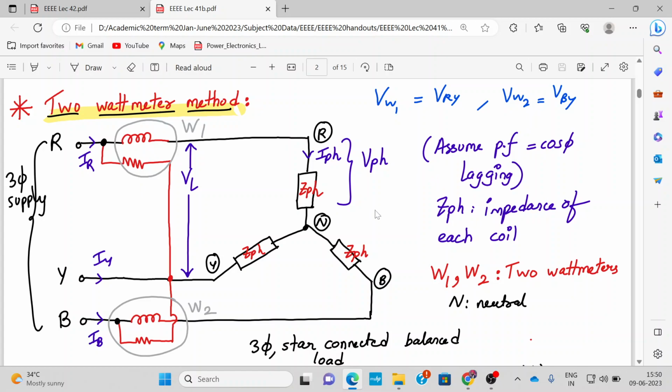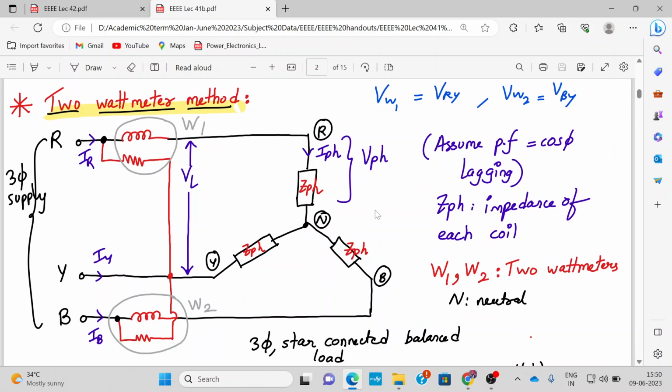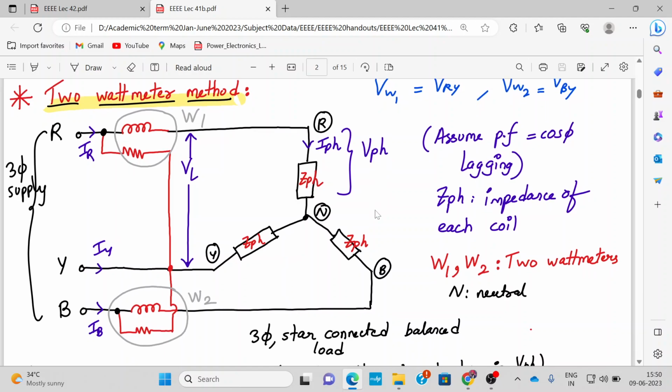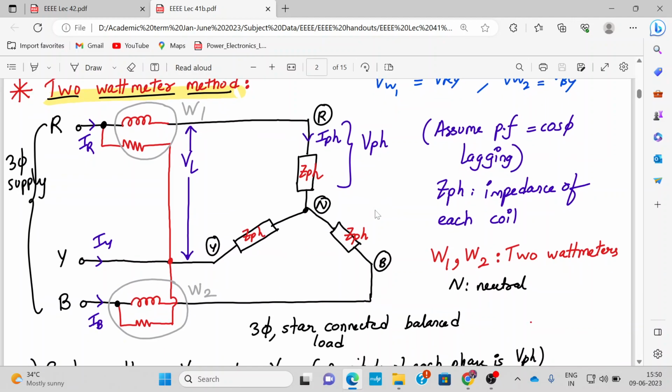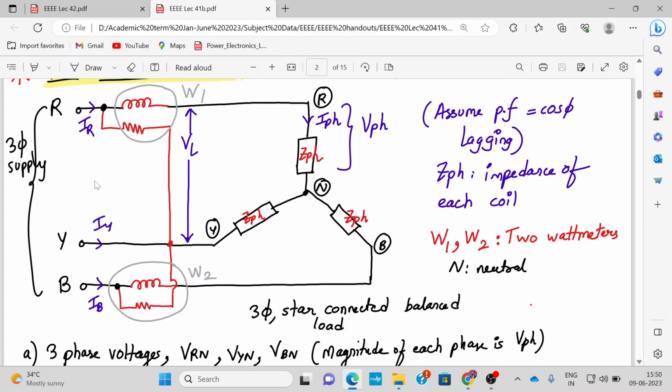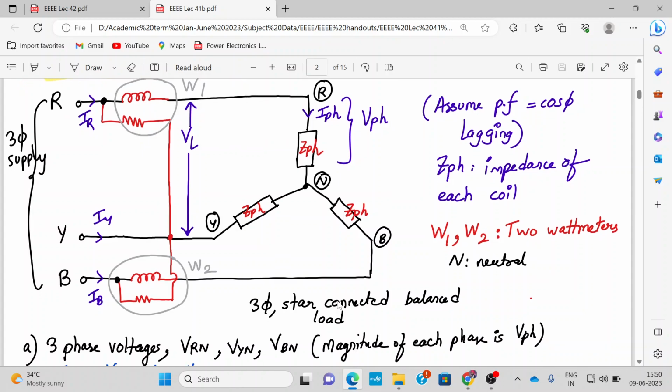Hello everyone, welcome to EEEE lecture number 42. Last time we saw the 2 wattmeter method for measuring power in a 3 phase AC circuit. This was the general arrangement: 2 wattmeters, each consisting of a current coil and a pressure coil, connected to a star connected load with a 3 phase supply RYB.